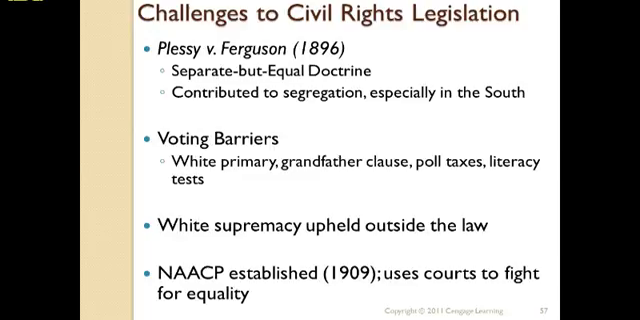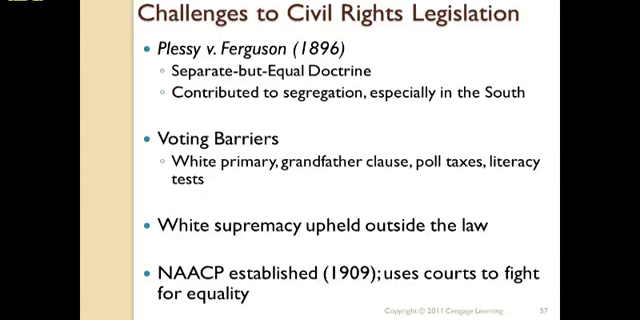There were a lot of voting barriers, a white primary, the grandfather clause, which said if your grandfather voted, and only if your grandfather voted, then you get to vote. And of course, all the newly freed slaves, none of their grandfathers could vote, so that completely wiped them out of suffrage, period. Poll taxes, when you showed up to vote, you had to pay a tax. And then literacy tests, ridiculous tests that the smartest PhD that currently exists couldn't pass. They were ridiculous tests to keep black people from voting. White supremacy was upheld outside of the law. Private citizens did whatever they could to enforce white supremacy and segregation.